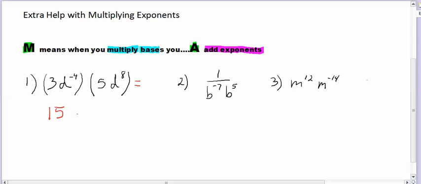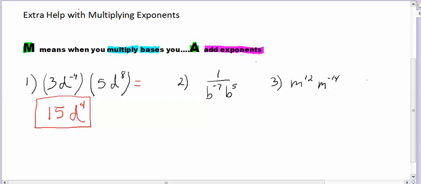Now my base is the d. My d is the same base. What do I do with those numbers? I'm going to add them together. We'll have a negative 4 and a positive 8. You need to remember your rules of integers. So if you're adding different signs, you subtract first and keep the sign of the bigger number. So 8 minus 4 is 4, and it's going to be a positive 4. Okay, so there's my answer for the first one.